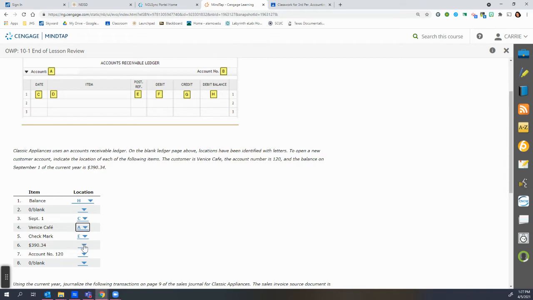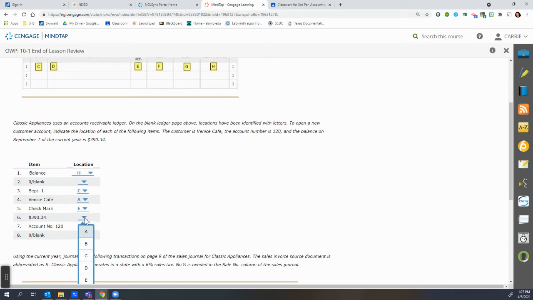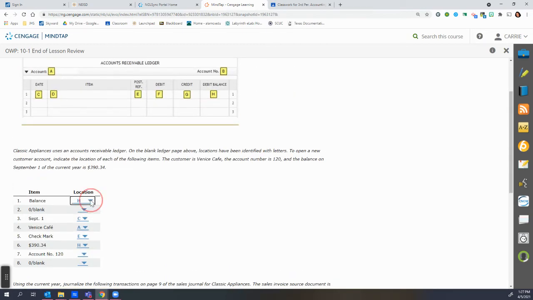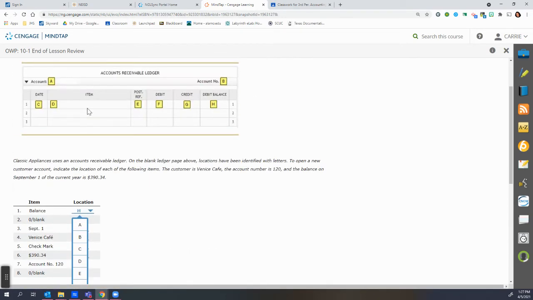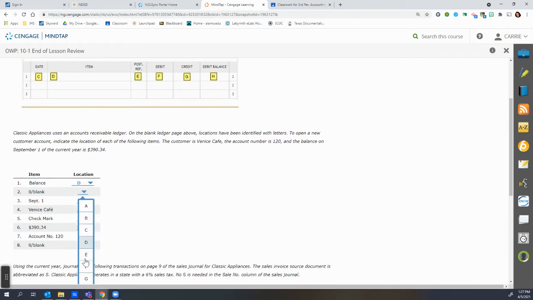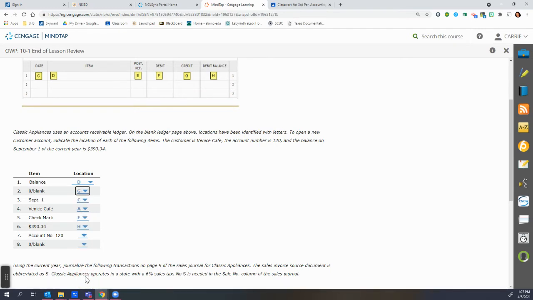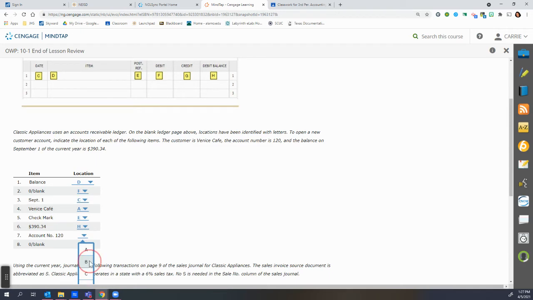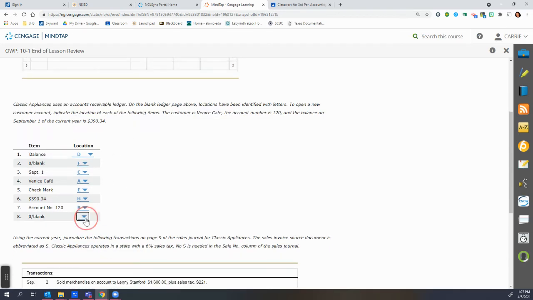E is the check mark. The debit balance is going to go on H. Oh, well, yeah, that's where it goes. Oh, the word balance is going to go on D. A zero blank is going to have to go with G, which is going to be the credit, and F. Account number 120 is going to go where B is. And then another blank is going to go on G.